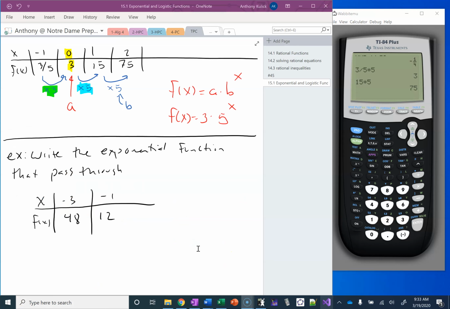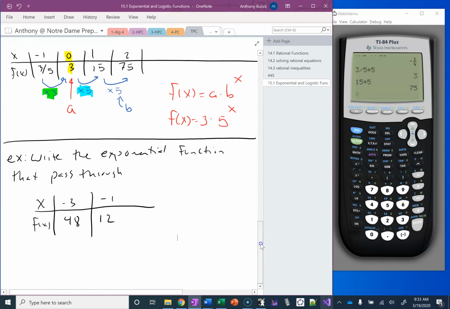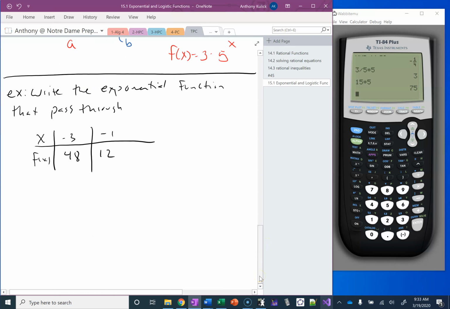So in this example, we're going to write the exponential function that passes through the points (-3, 48) and (-1, 12). So this example is a little bit tougher because we're not given that a value basically for free, because we don't have a point where the x coordinate is 0. So again, we know we're looking for an exponential function. It says so in the directions. So that's what my equation is going to look like.